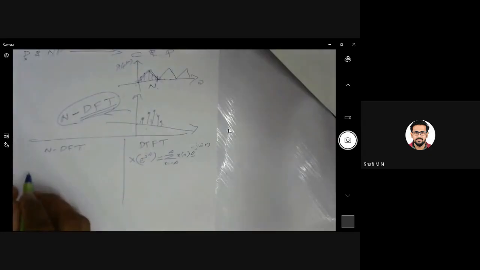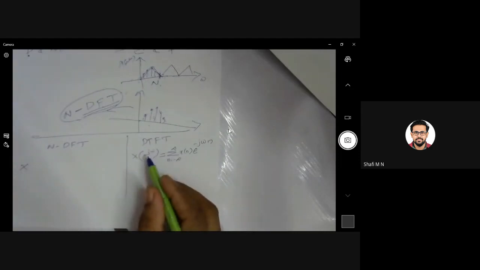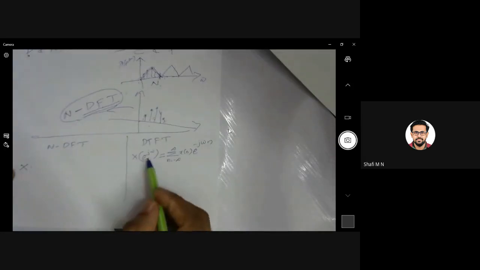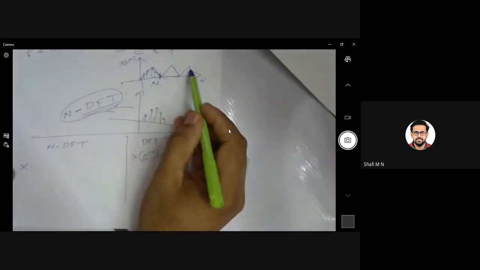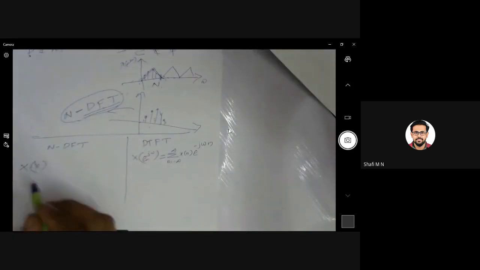Now, how can you represent the N-point DFT? Can I write it as X of e power j omega itself? That's not fair, because we used this representation as it was a continuous waveform. Now it is discrete, so it's not apt to represent it as X of e power j omega again. So we show it as discrete in the frequency domain. Capital X represents the frequency domain, and we would like to show it as X of k. So X of k is equal to the sum.